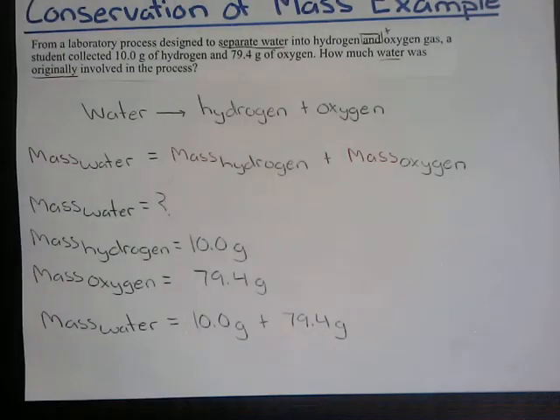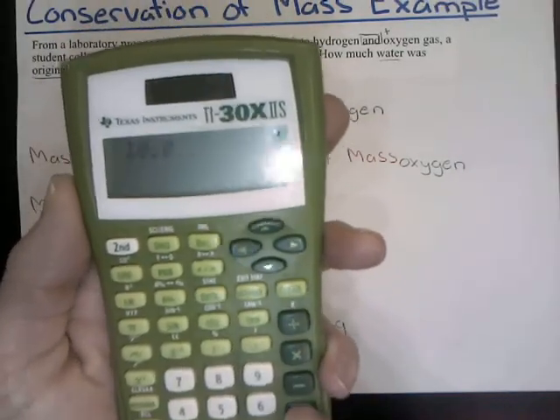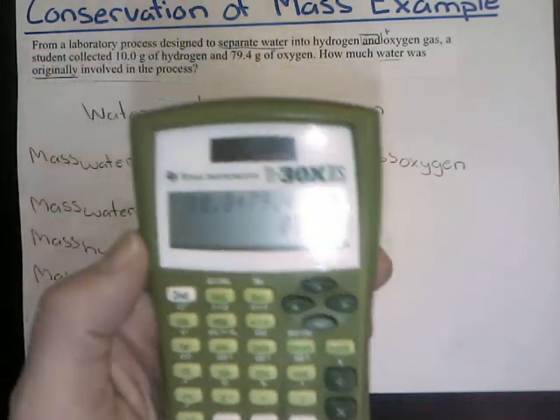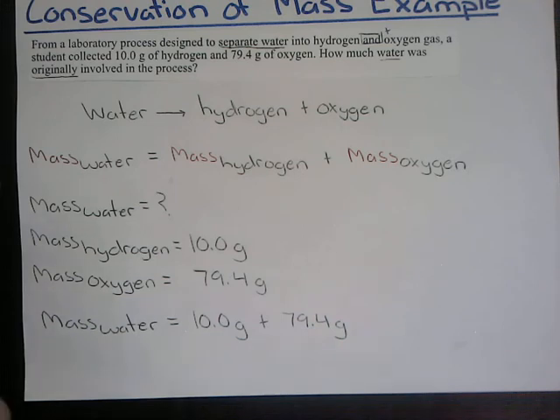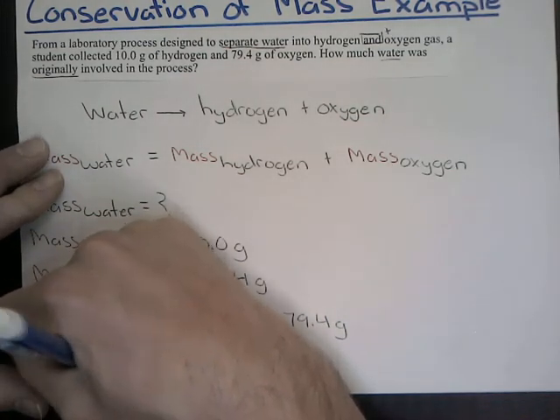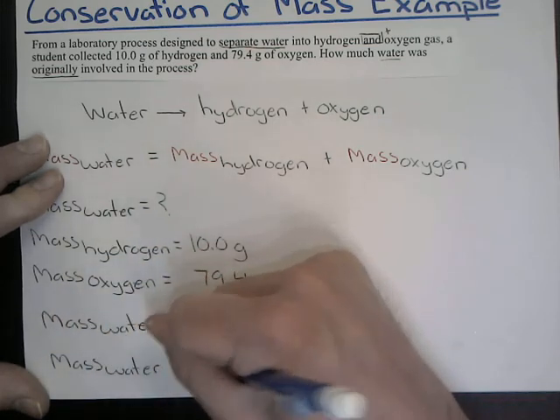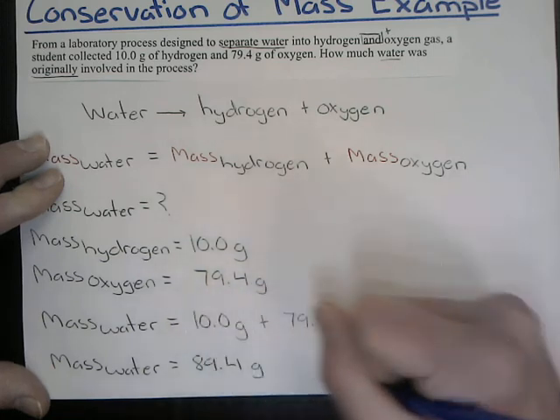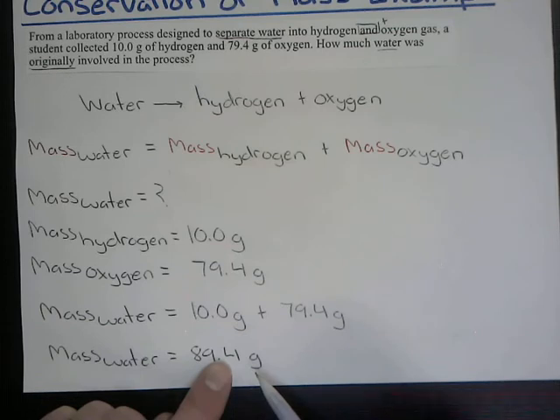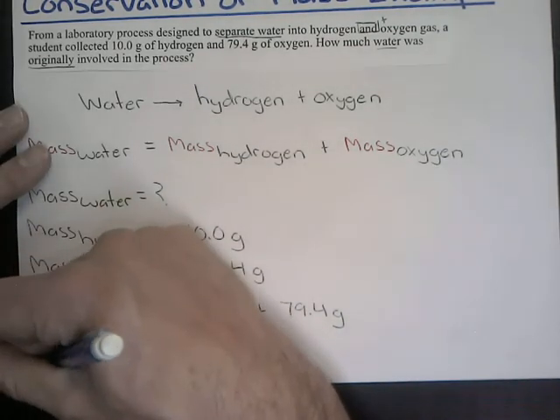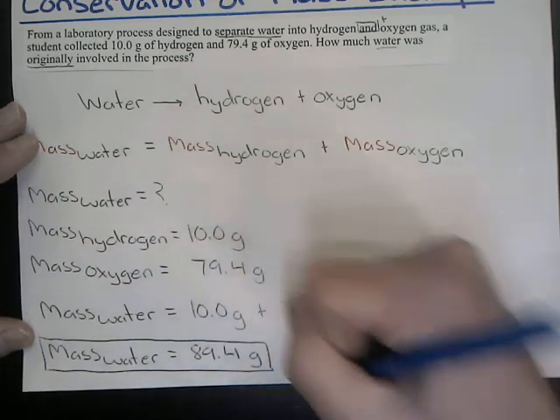So all we need to do in our calculator, and again, you can probably do this in your head, is put in 10.0 plus 79.4, and we get a value of 89.4 grams of water. So the mass of water is 89.4. And again, because we're adding, if we talk about significant digits, they both have 1 decimal. That means our answer needs to have 1 decimal. All right, so I will box that in. That is our final answer for this problem.